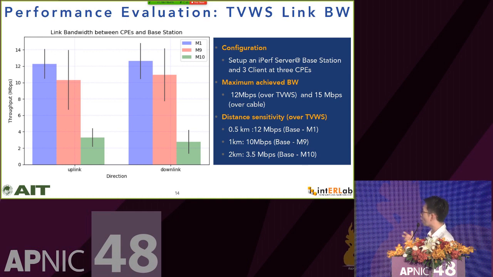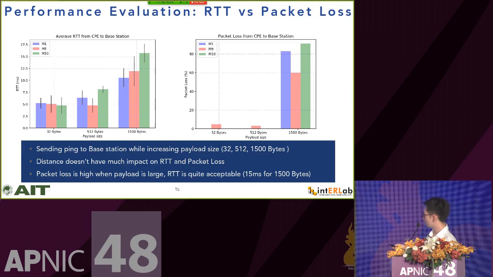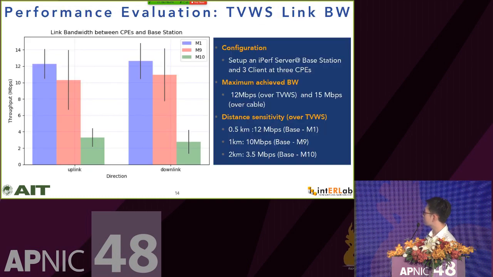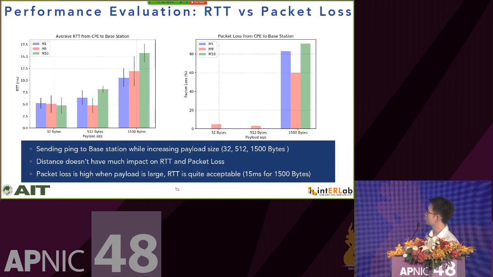So actually, we are not quite happy with that because, as you can see, from half a kilometer, we got about 12 megabits per second, and then the bandwidth gradually dropped to 10 megabits per second when we deployed at 1 kilometer, and at about 2 kilometers, we got an achievable bandwidth of only 3.5. So the second parameters that we want to measure are RTTs or latencies and also packet loss as well.